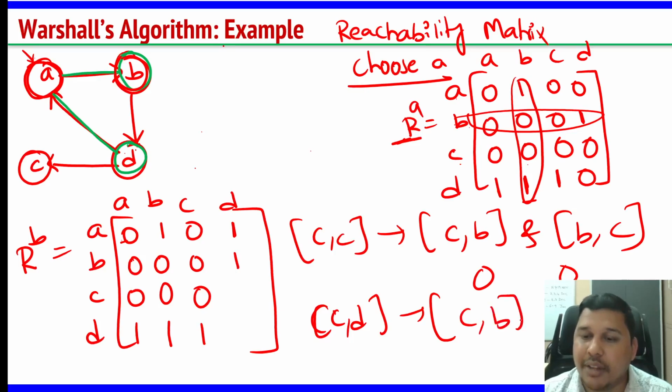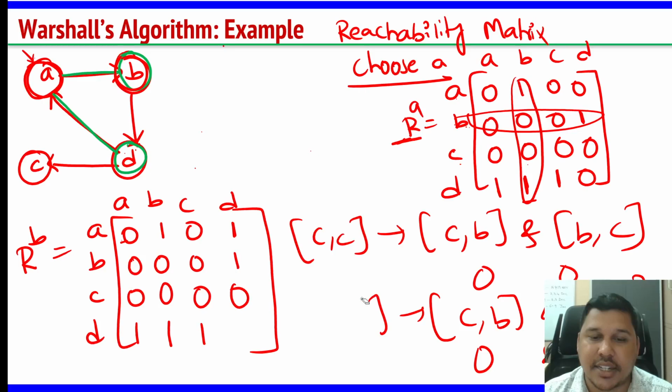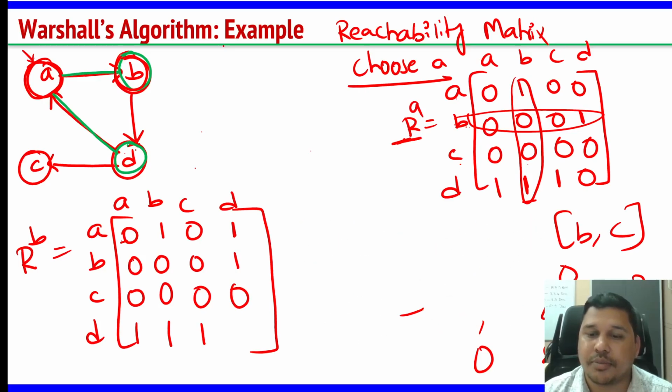Next, C to D via B. So C to B and B to D. What is the C to B value in this matrix? It is 0 and B to D is 1. Since one of them is 0, this will be 0. So no change in that.